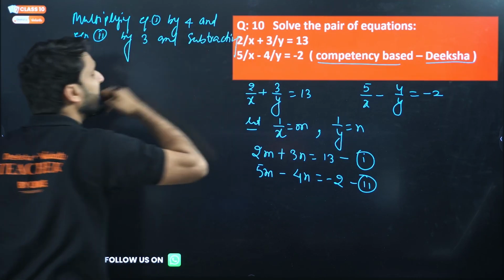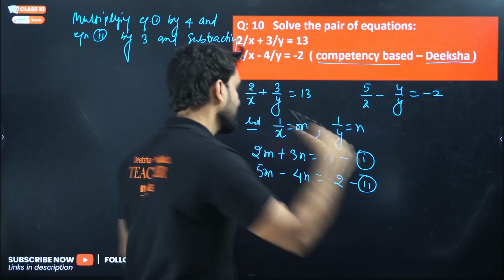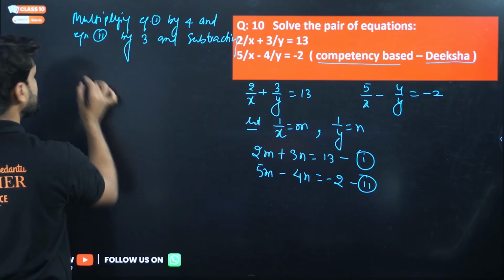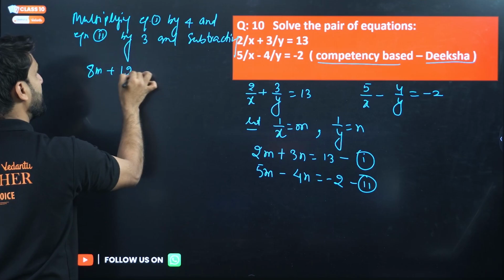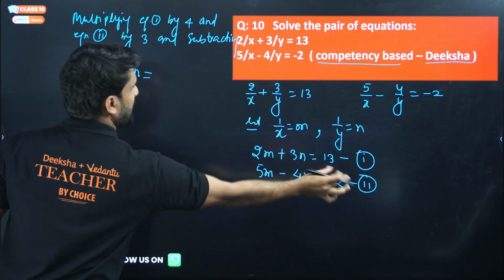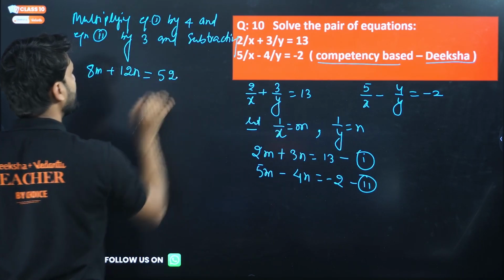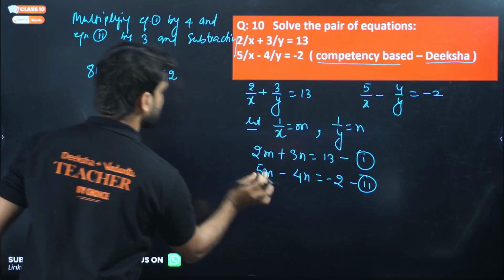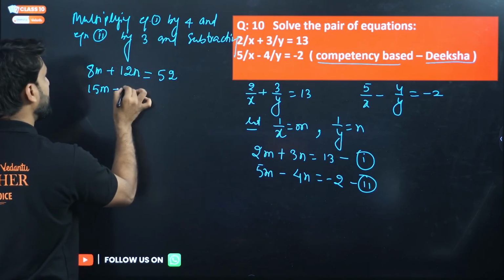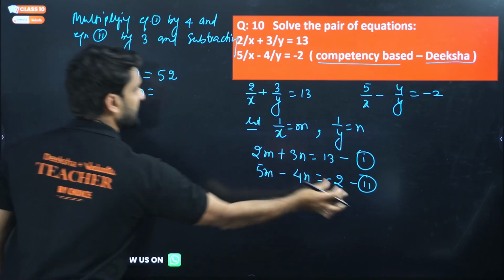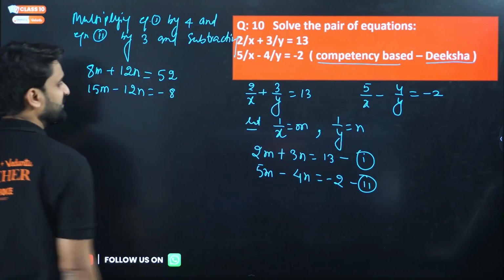After multiplying, we have to subtract both the equations. So what will be the result? Look, this will be 8m plus 12n equals 4 times 13, which is 52. And on multiplying this equation by 3, this will be 15m, and this will be minus 12n, and this will be minus 8. I hope this is clear to everyone.